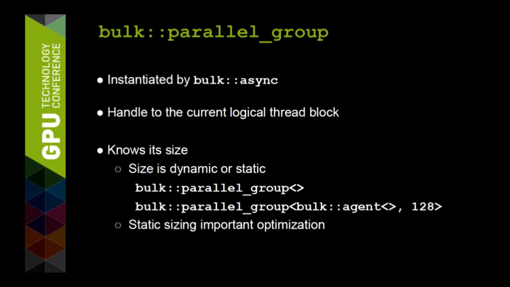So, as I was saying, each of these execution agents are arranged into a group. There are two kinds of these groups. The first one is parallel group. You can think of parallel group as a handle to the logical CUDA thread block. It's basically just an array of these agents. It knows things about its size, how many agents are associated with the group. That size can be either dynamic or static. Static is sort of an important optimization. But you can see there on the second line, you can say things like bulk parallel group of agent and say, 128, give it a static size. So that's actually asking for 128 agents in a way that's statically known at compile time.